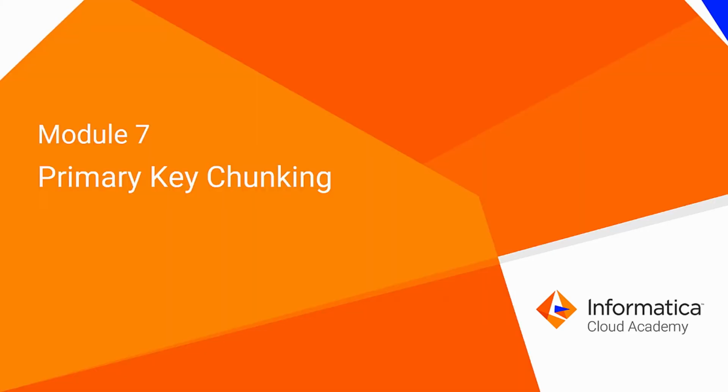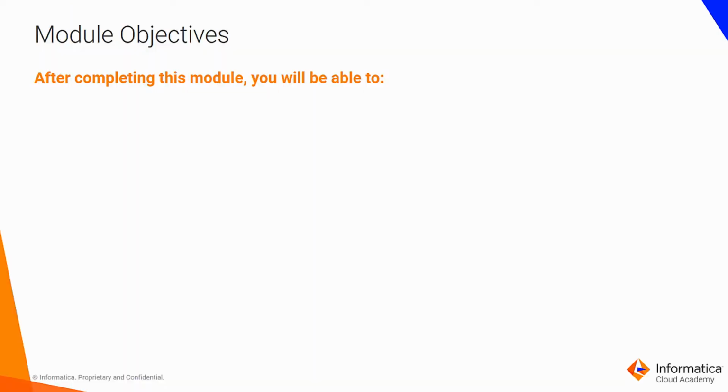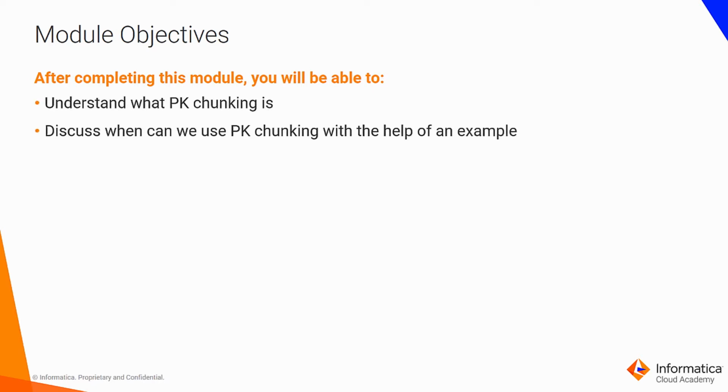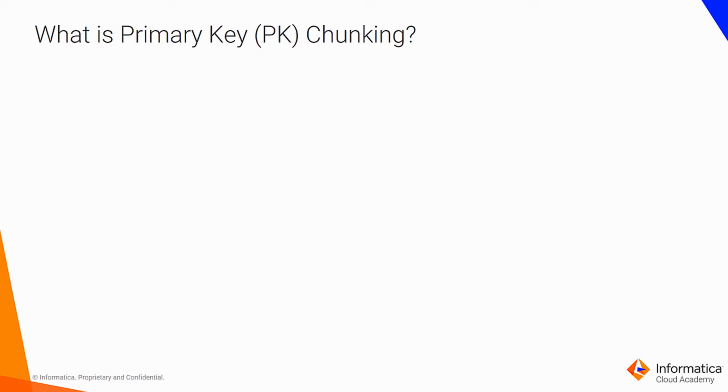Module 7, Informatica Cloud Advanced Properties and Primary Key Chunking. After completing this module, you will be able to understand what PK chunking is, discuss when we can use PK chunking with the help of an example, and discuss the PK chunking header. Let us now discuss what PK chunking is.